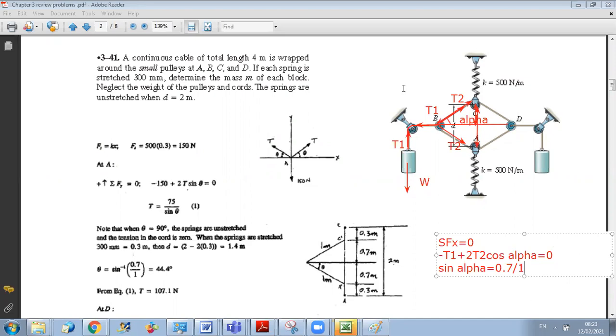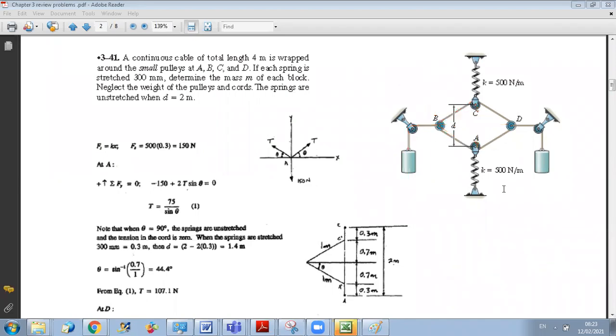So now which point will we study? We will study now the equilibrium of which point? Point A, exactly. Because point A is also subjected to T2, okay? So I have T2 and I have T2 here, plus I have the force of the spring. But the force of the spring, I can calculate because I know the stiffness K and I know the stretching of my spring, which is 300 millimeters, okay?